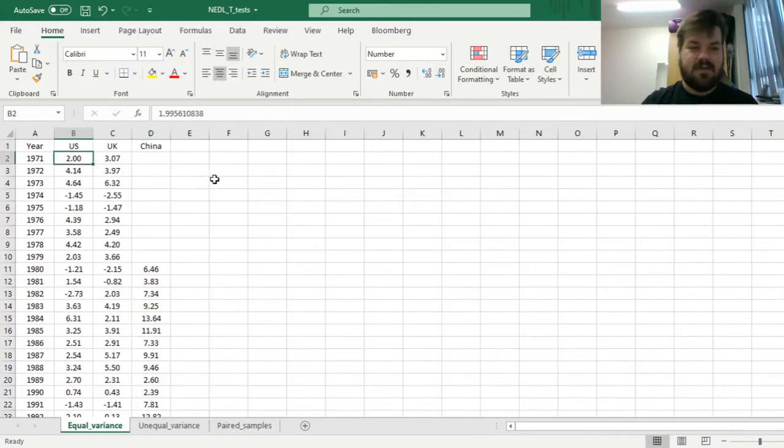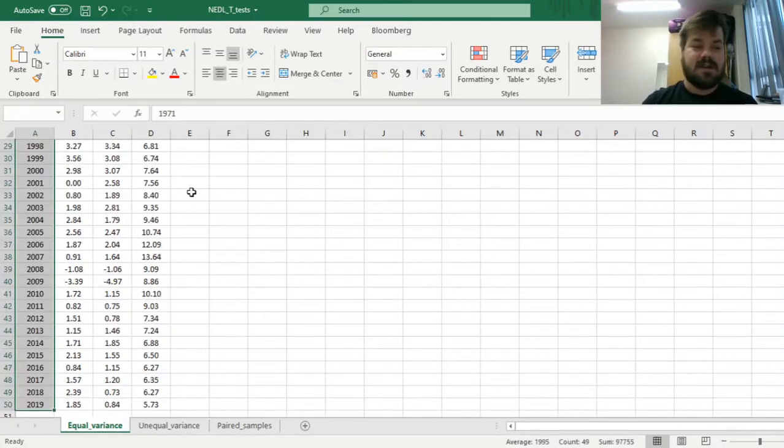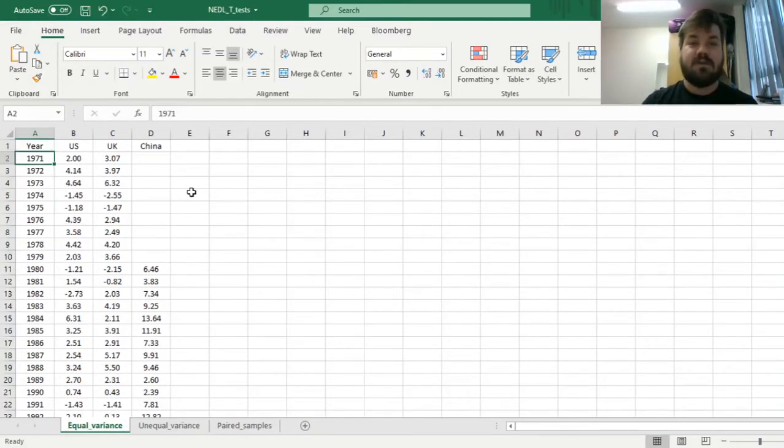So we have data for US and UK economic growth rates from 1971 until 2019, so for 49 years, 49 observations. And for China, we have got observations from 1980 all the way to 2019, so 40 observations. And the question we want to answer today is, do the UK and China grow significantly faster or significantly slower than the US? And the equal variance t-test is perhaps the easiest tool one can use to answer this question.